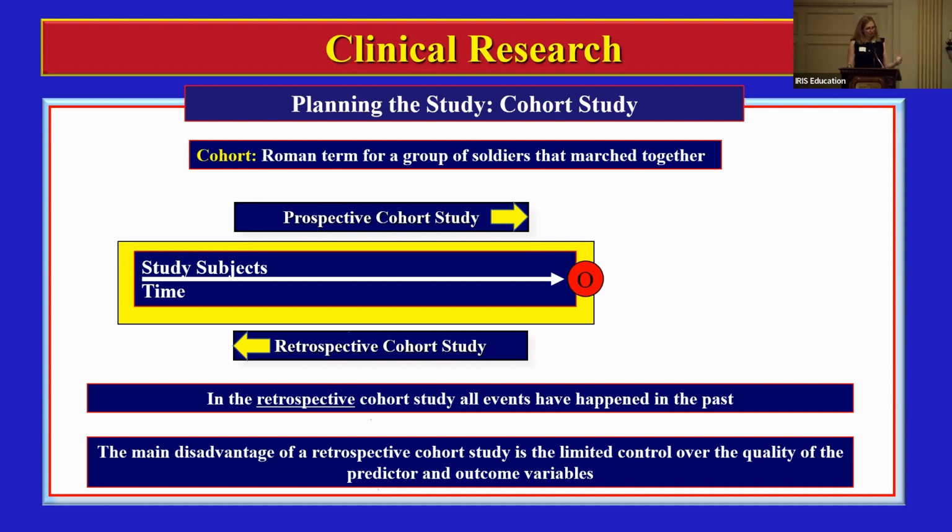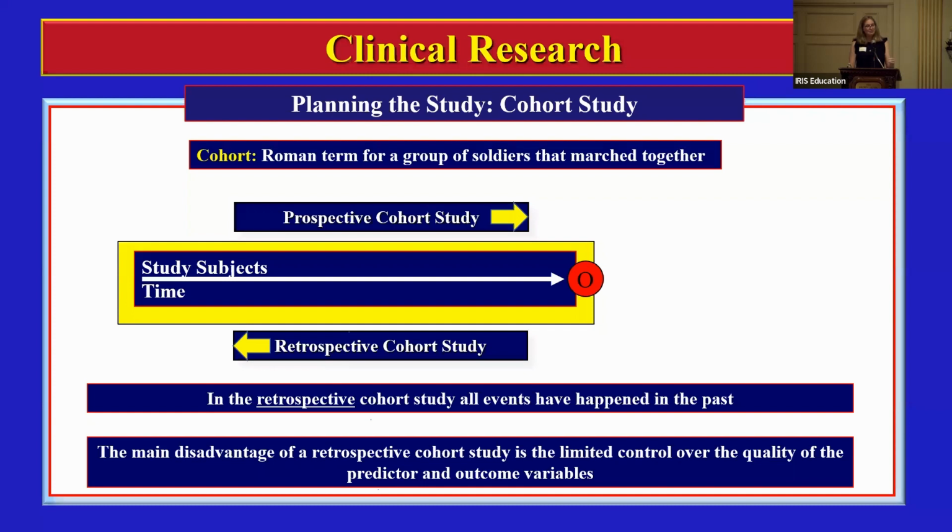With a retrospective cohort study, it's the same idea. We assemble the cohort, we measure their baseline or predictor variables, we follow them through the follow-up period, and then assess their outcomes. But with a retrospective cohort study, all of those events have already happened in the past. Now, this has many advantages because it's very efficient. Everything's already happened. You don't have to wait for any of the outcomes to occur.